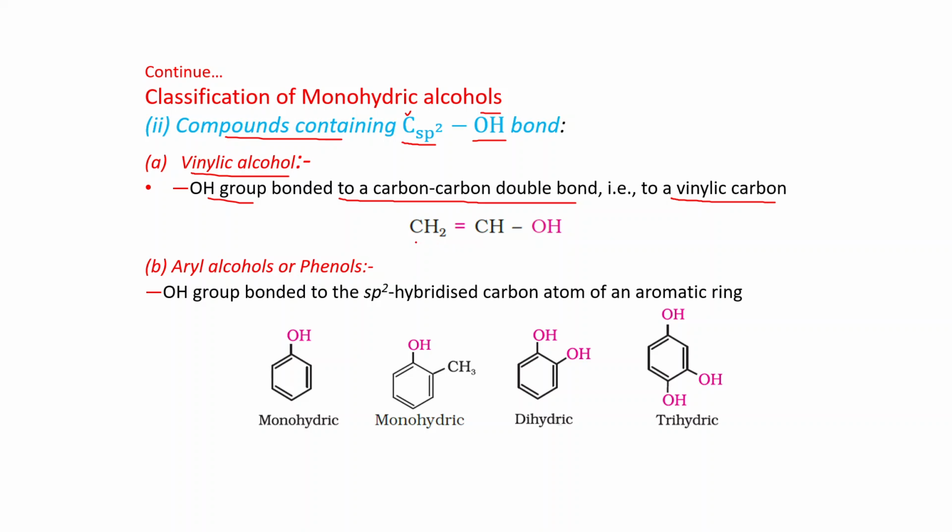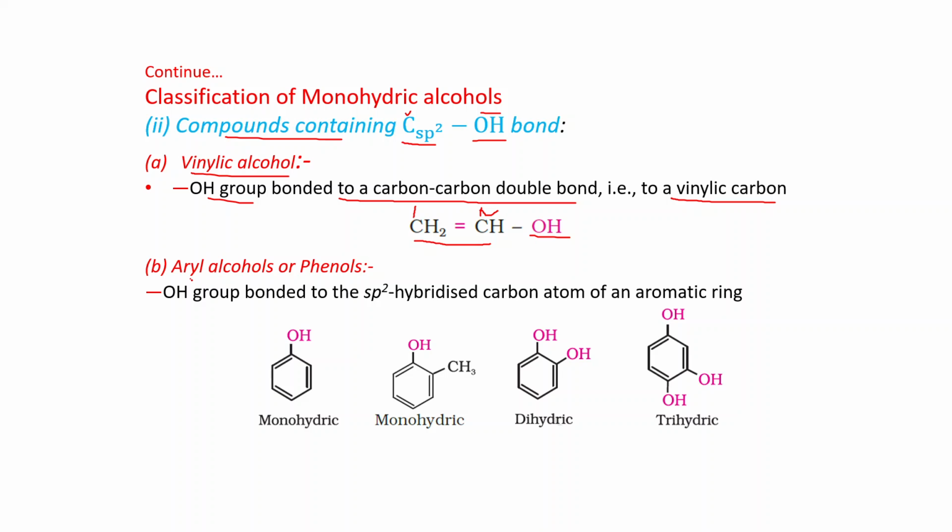Now see, these are the double bonded carbon atoms, and this carbon is sp2 hybridized and this is also sp2 hybridized. That's why this OH is attached to one of them. Then this is vinylic alcohol.